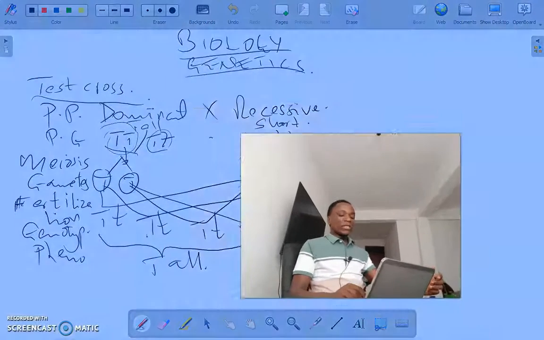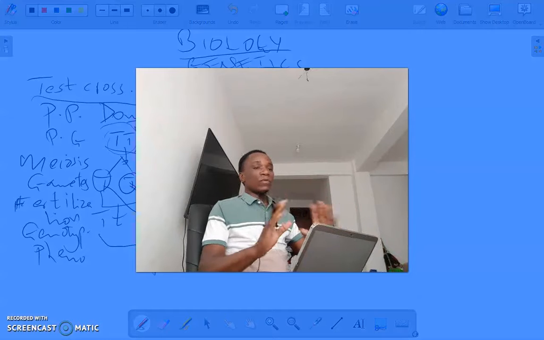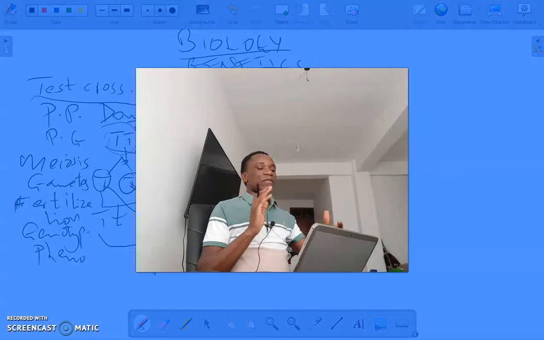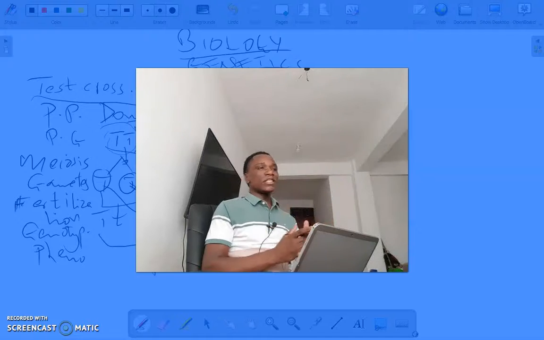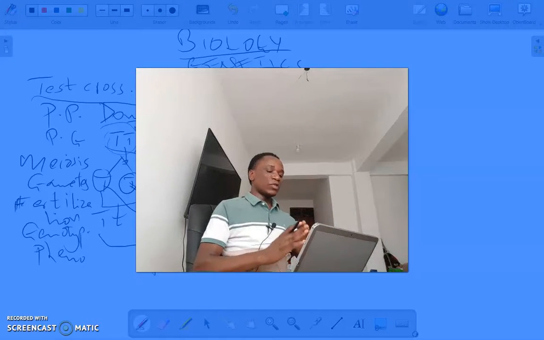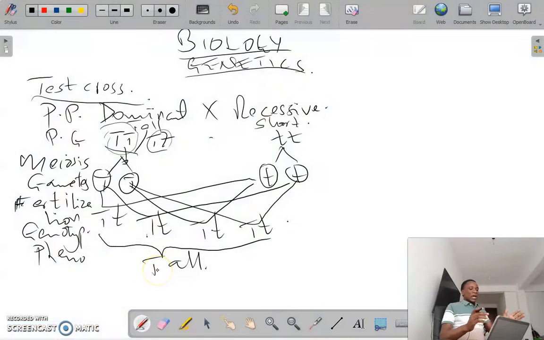And now the phenotype: all of these will be tall in their phenotype. But specifically in their genotype they will be heterozygous tall. We don't see the genotype, so our conclusion is primarily drawn from the phenotype. So that's how things go.